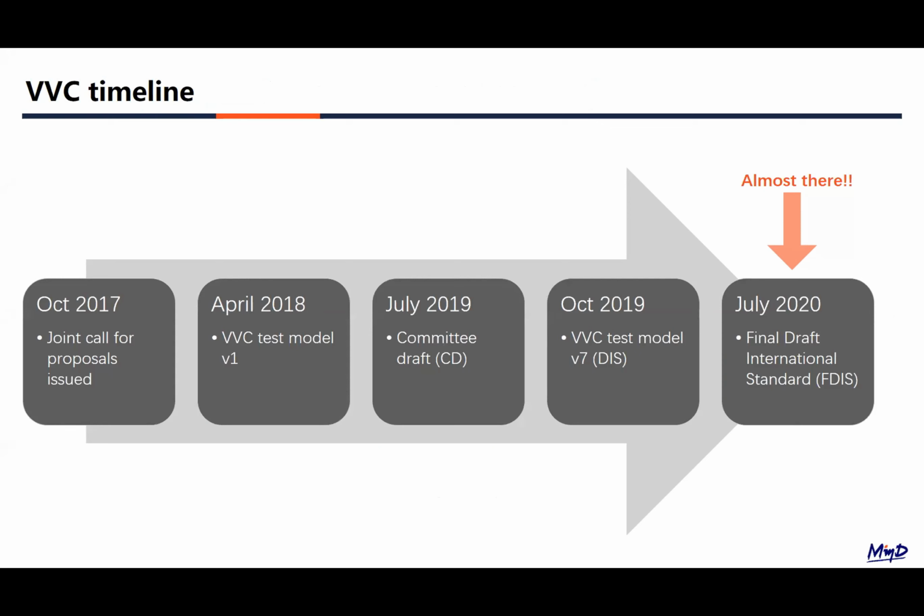So in terms of its timeline, we started in October 2017 with the joint call for proposals. And then in April 2018, we started with VVC Test Model version 1. We went through 9 iterations since then, with the latest being VTM 9. And we're almost there. So next month, we will hit the milestone of the VVC version 1 Final Draft International Standard. Almost there.